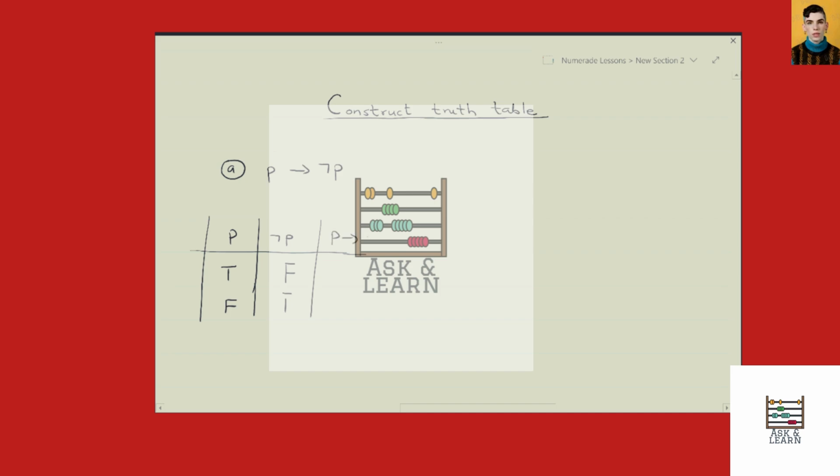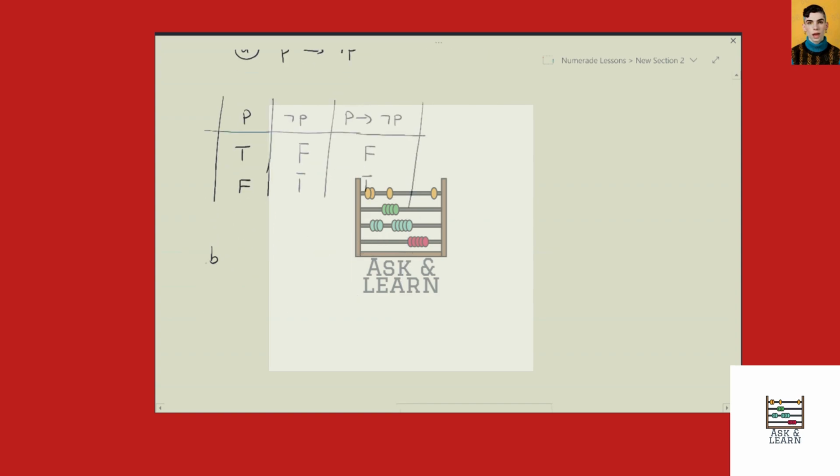So looking at P implies the negation of P. The implication logic is true if both Q and P, so this is P and this is Q, if both Q and P are true, or P is false, no matter the truth value of Q. So here we see that this will be false and that will be true. Okay.